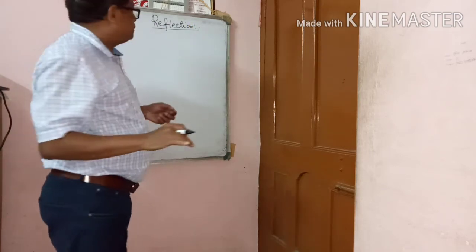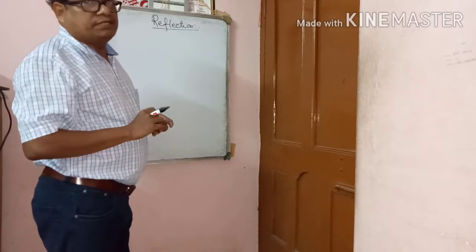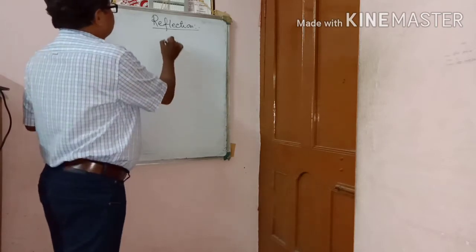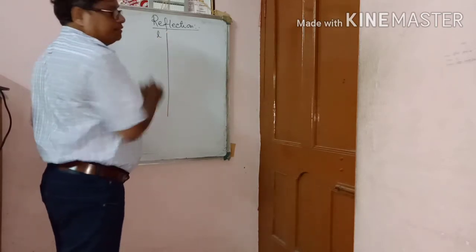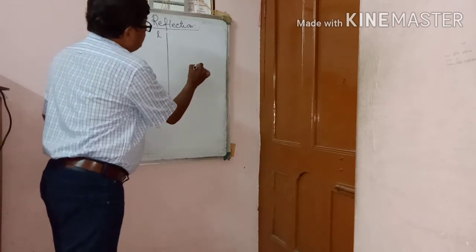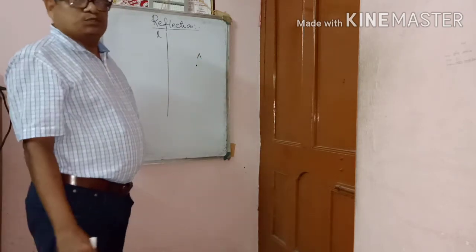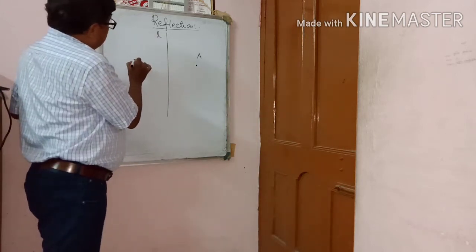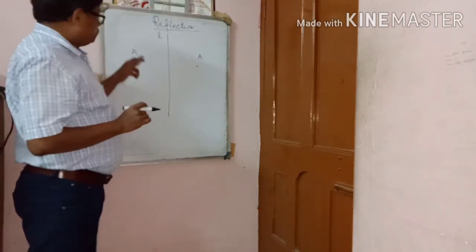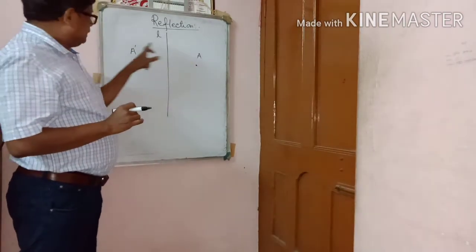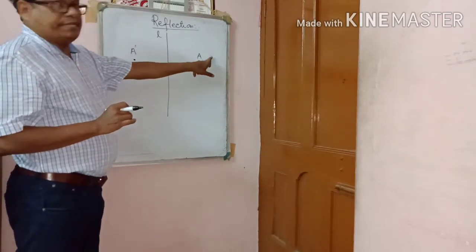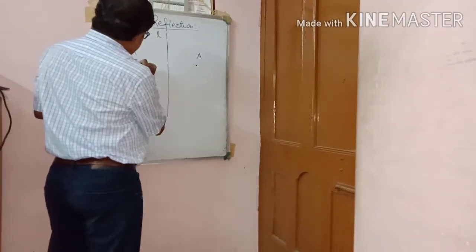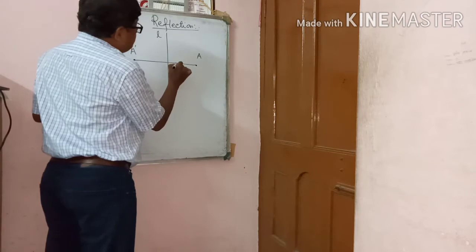All of you know the definition. I am explaining, and as I say, I am writing. Suppose this is one line L. Here, one point is given, A. Suppose A is a point, and its image is A dashed. A dash is the image of A, but the line L is given. So here, you draw this distance equal to this distance.